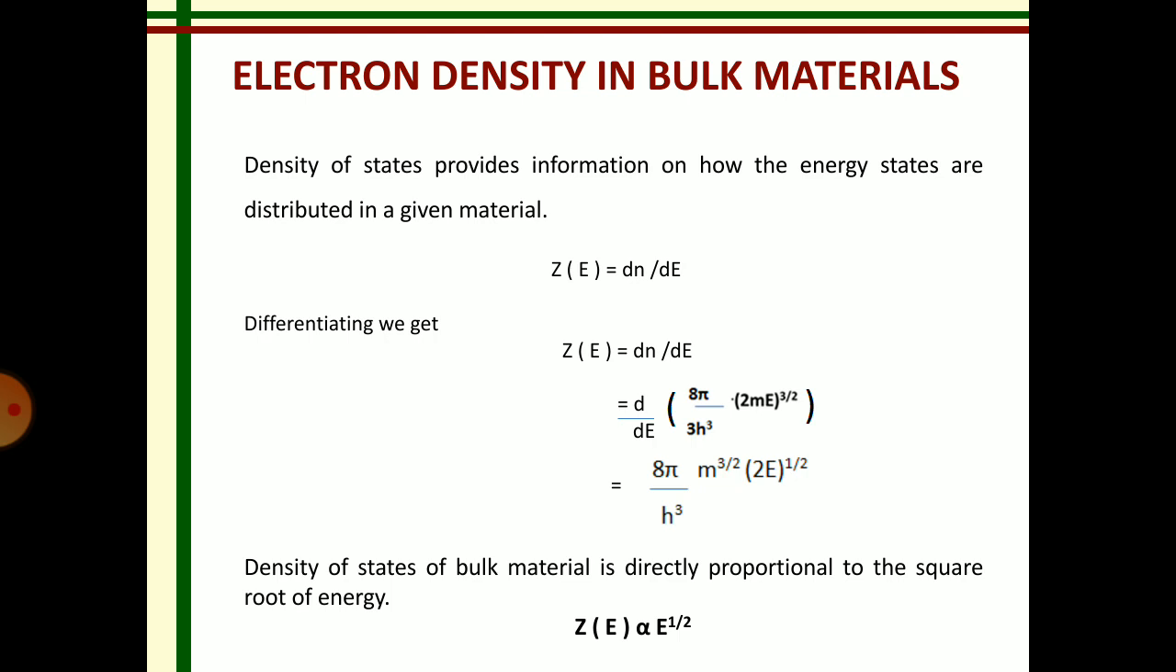Here you have to just substitute the value of N. Then we will get Z of E is equal to 8 pi divided by h cube into m whole power 3 by 2 into 2E whole power half. Density of states of bulk material is directly proportional to the square root of energy. Finally, here the density of states is directly proportional to the square root of energy, E power half.